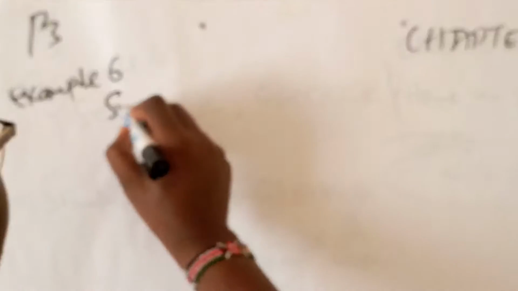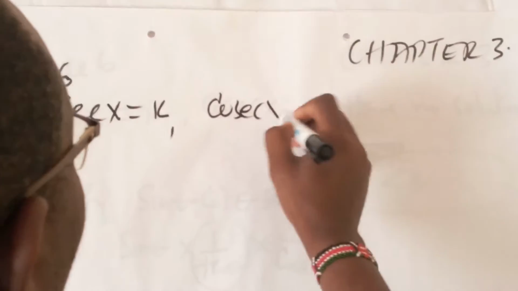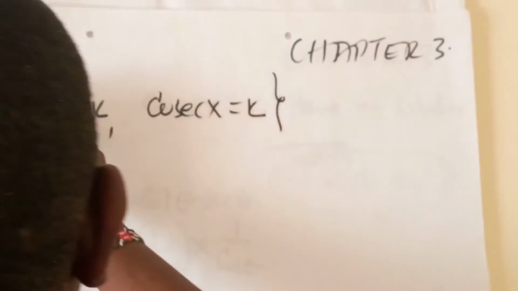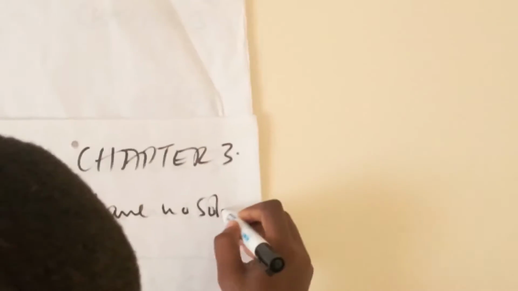Under 3.3, we need to know how to use sec x, cosec x, and cot x. And we need to be able to simplify expressions and prove identities and solve equalities involving sec x, cosec x, and cot x. And of course, you must be advised when we are having sec x equals k and cosec x equals k. These two, you must remember that they have no solutions.